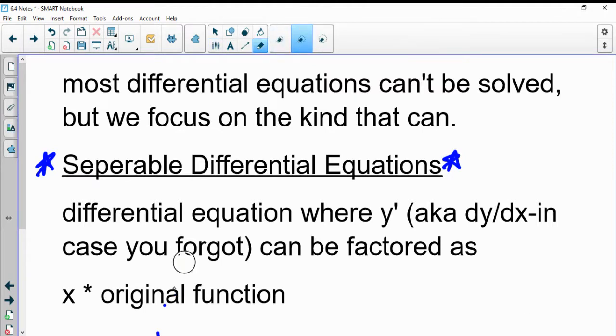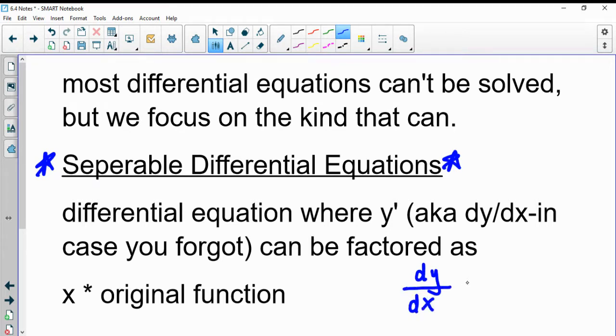And so what that is, we're going to have our derivative, which you can use y prime, or in case you forgot, that's the same as dy dx. And that will equal x times whatever our original function is. So let's just say our original function is y. It might not be just y, but let's just say it's y.